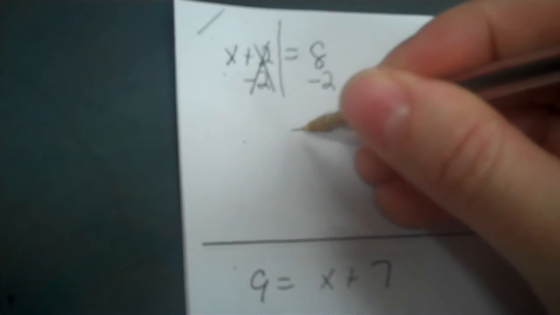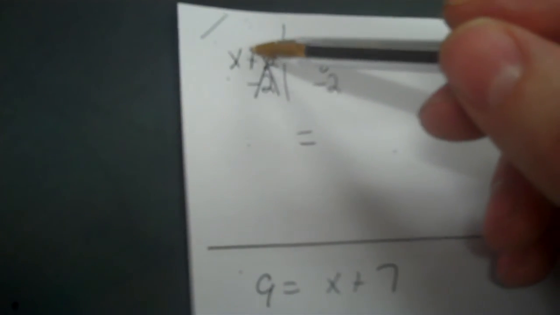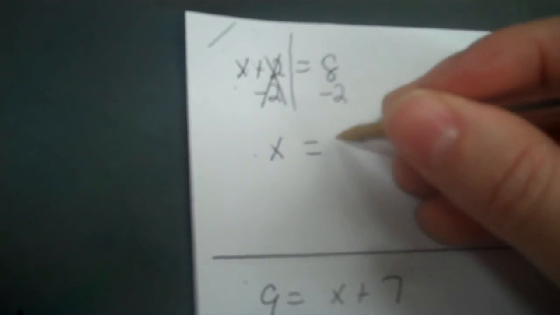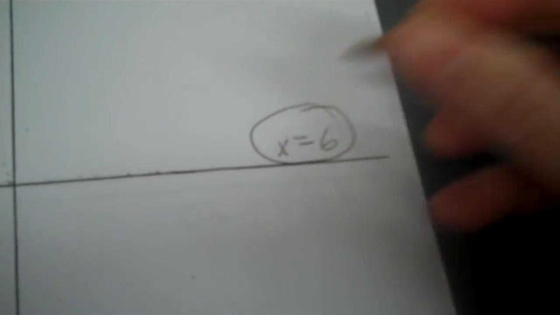Okay, so 2 minus 2 cancels out. And now it's important you line up your equals just right below it, okay? So on this side of the wall, you're just left with your x, and then on the other side, 8 minus 2 is 6, okay? So x equals 6.